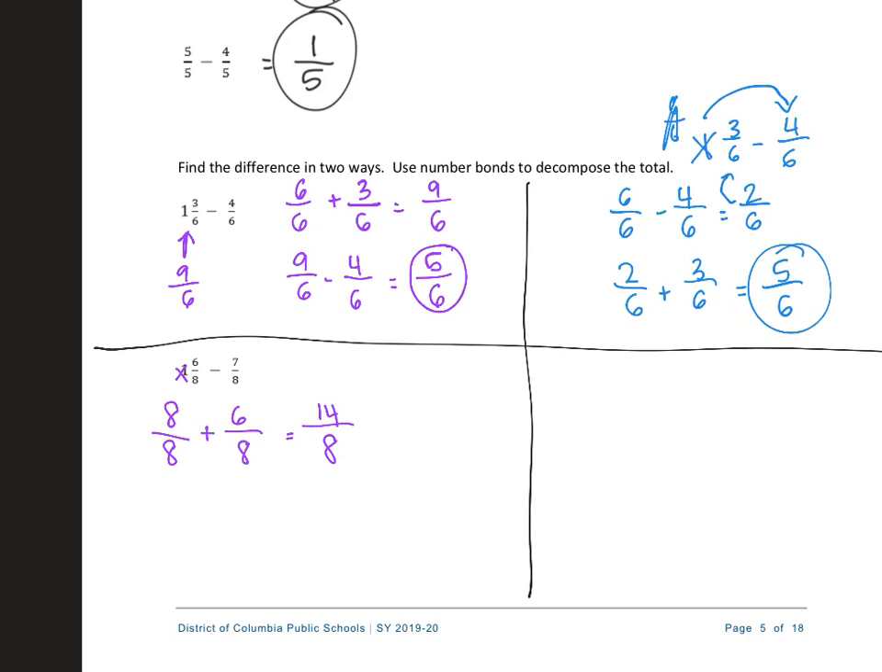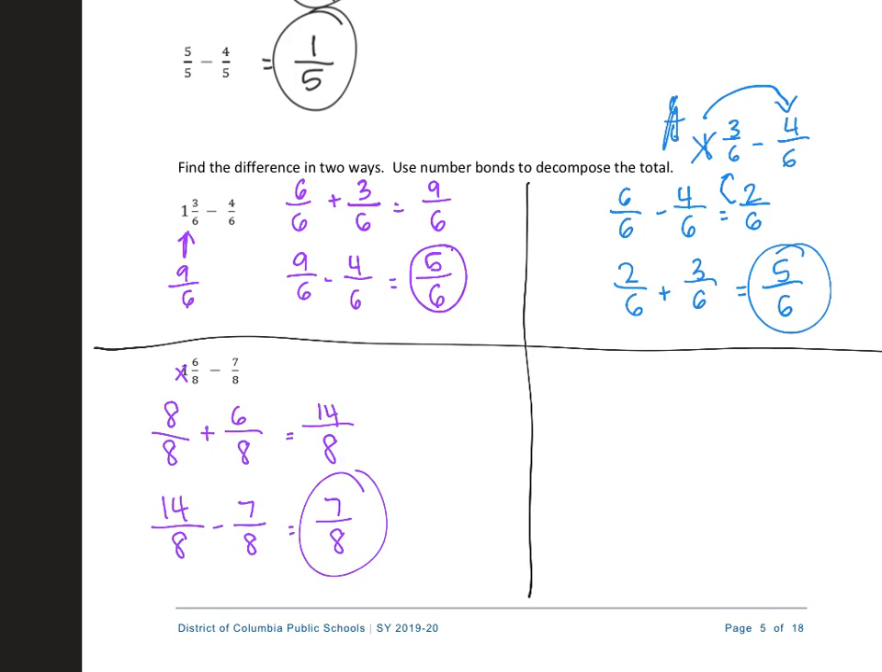So now I'm going to say 14/8, and I'm going to subtract the 7/8. 14 minus 7 is 7. 8 is my denominator, so my final answer is 7/8.